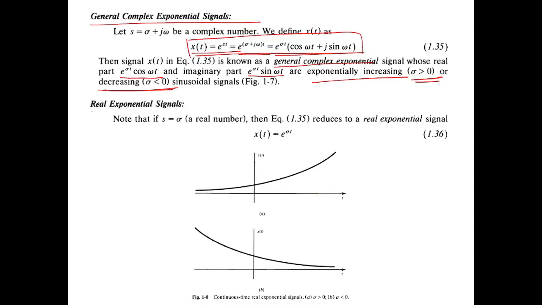Now coming to the real exponential signals. In the real exponential signals, what happens is that when this j omega component is suppressed, that means this component is 0, the equation becomes x(t) equals e to the power sigma t, where s is equal to sigma, which is a real number. It reduces the general complex exponential signal into a real exponential signal. Again, depending upon the value of sigma, it can be an exponentially growing or exponentially decreasing signal.